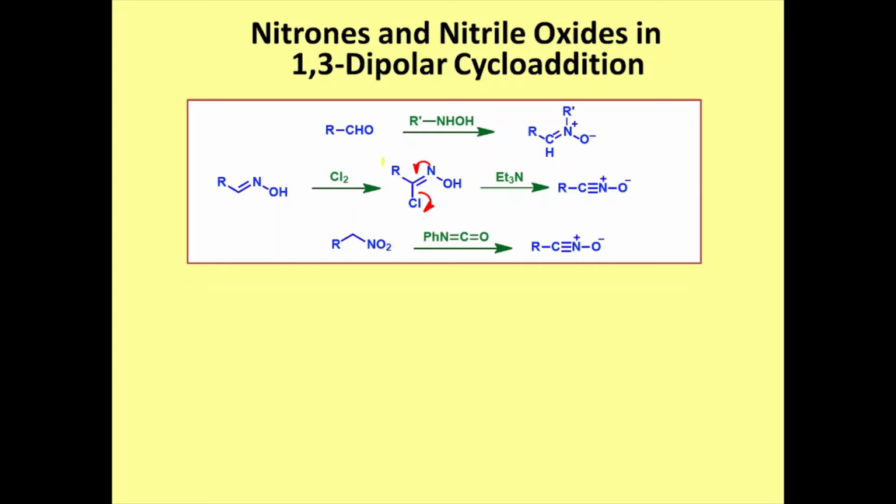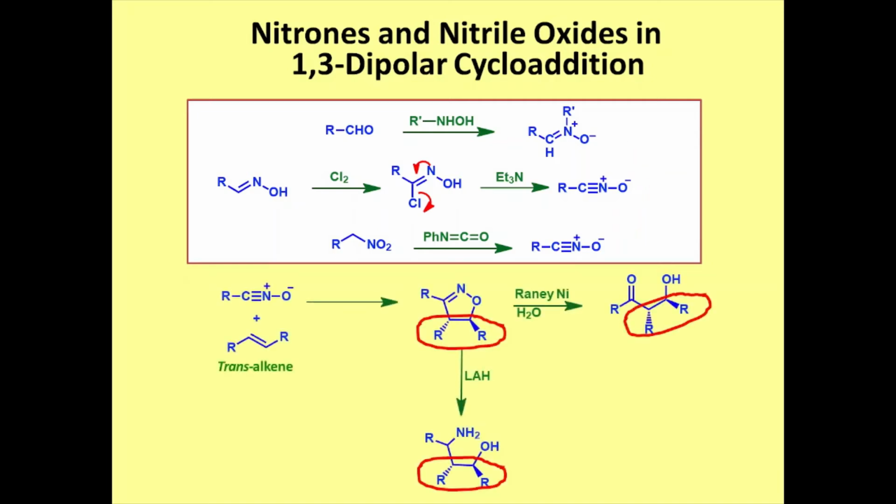So these are a couple of synthetic routes to access the 1,3-dipoles themselves. And now we will see how these 1,3-dipoles can react to give different products with very useful functional groups or character. Here you can see this nitrile oxide reacts with a trans alkene, and as I said, this is a stereospecific reaction. That means the substituents in the alkene will retain the stereochemical relationship in the product as well.